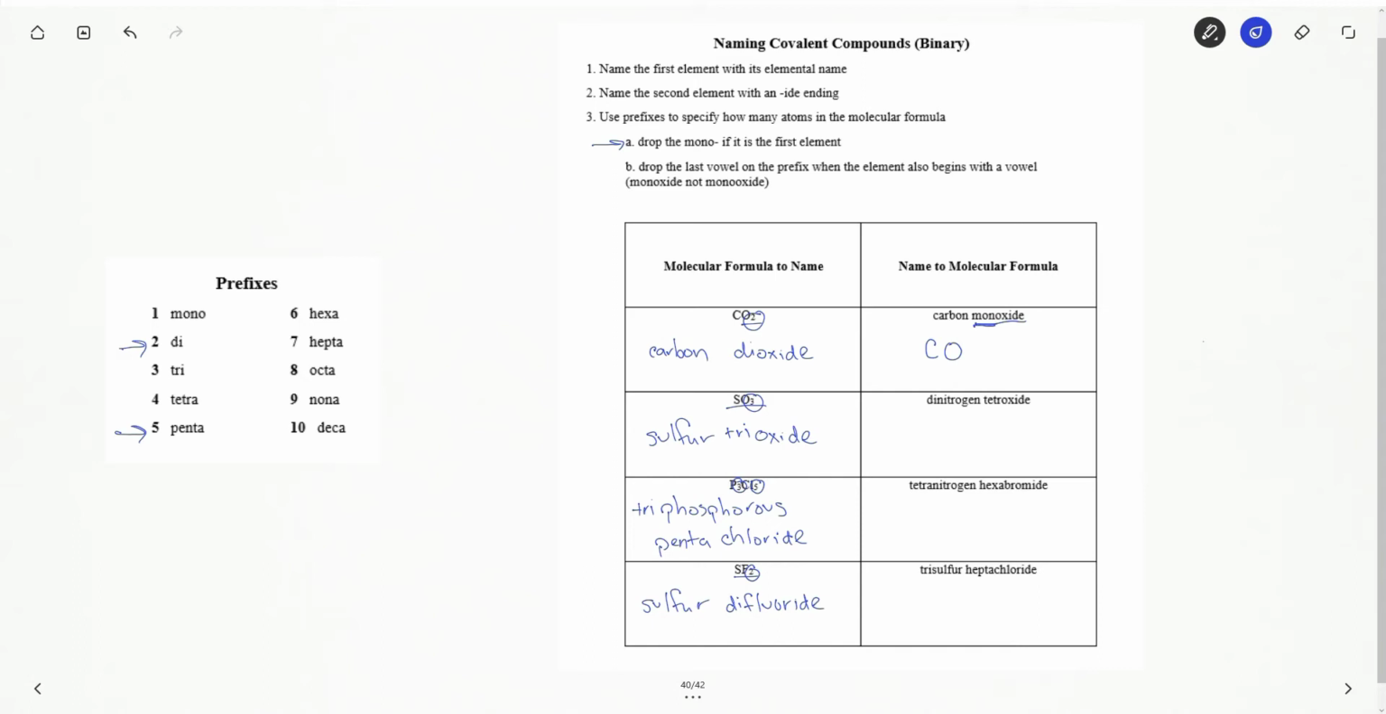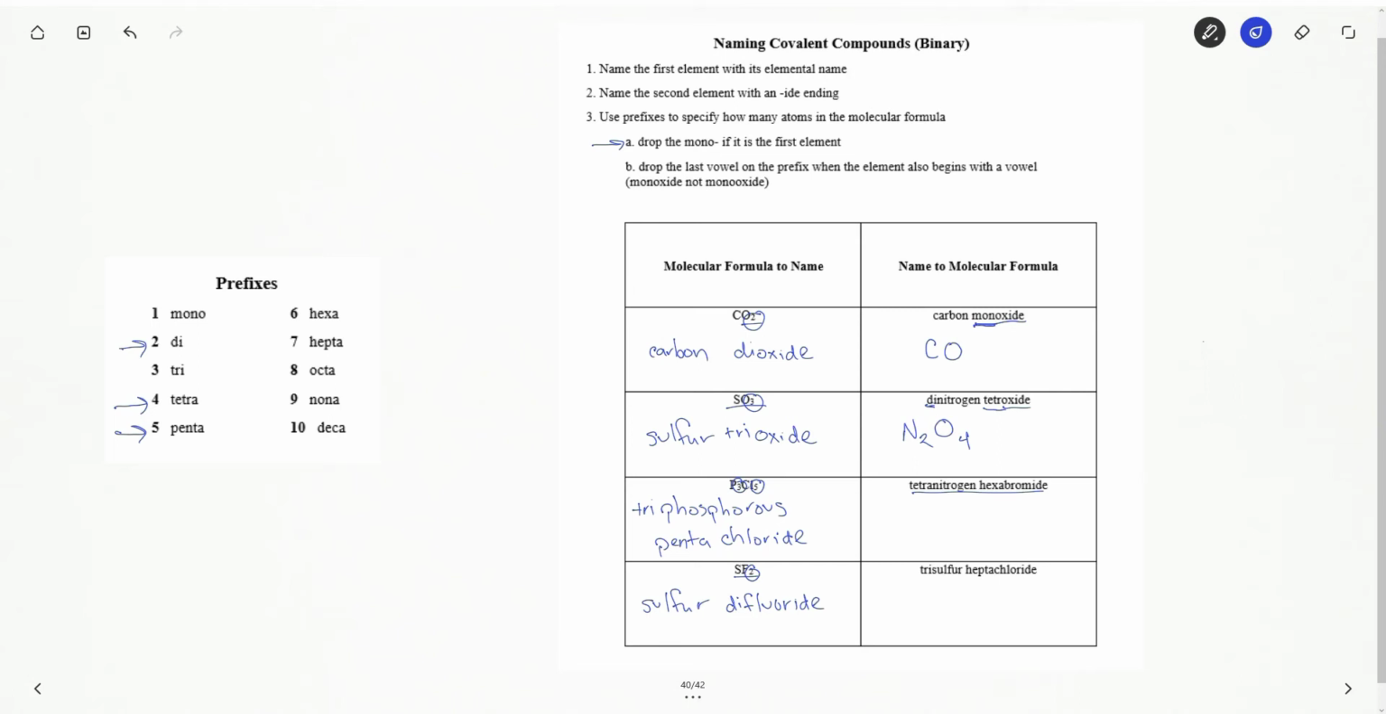Let's take a look at my second example, dinitrogen tetroxide. Nitrogen, I know, is N. The di here tells me there are two. Oxide tells me that it is oxygen. Again, the vowel was dropped. That's tetra. Tetra over here I can see is 4. That is N2O4.